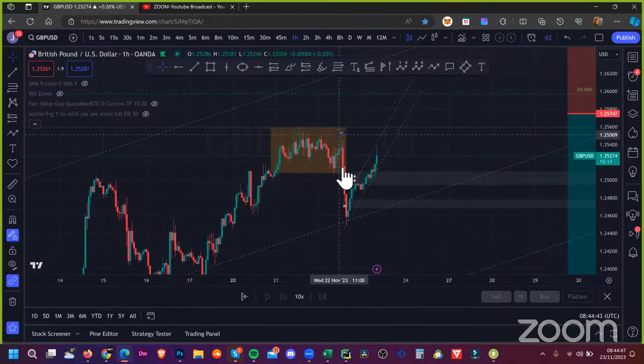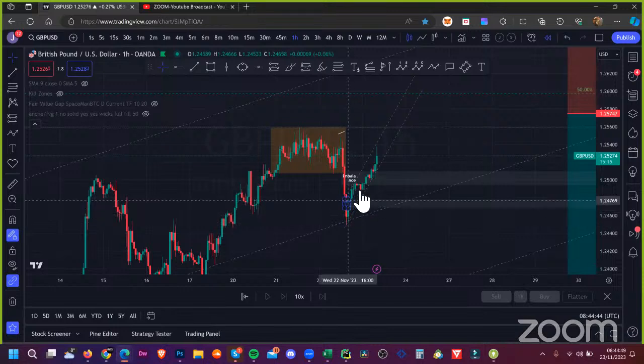Now, this push down here, if it was going to turn around, in my opinion, would have come out around here. Then again, there's some imbalance in here. It might have come up here and been stubborn to close that imbalance in here. It may do. It may have done.